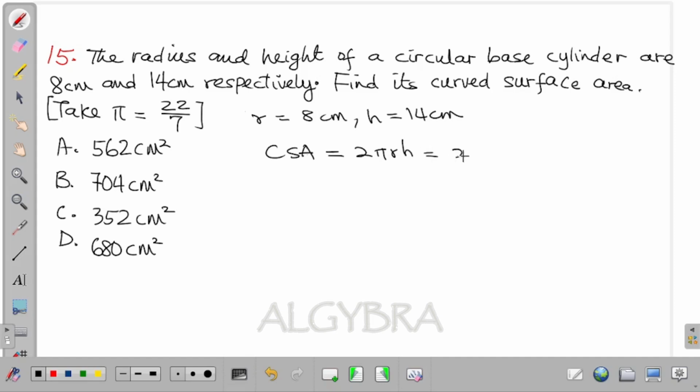So we're going to have it to be equal to 2 times pi, which is 22/7, times r, which is 8, times the height, which is 14. Okay, so there is a 7 in 14, and that is 2 times, and there's a 7 in 7, and that's 1. So here we're going to have just 2 times 22 times 8 times 2. 2 times 22 is 44, times 2 is equal to 88. So we have 88 times 8, and 88 times 8 is equal to 704 centimeter squared, which is option B.